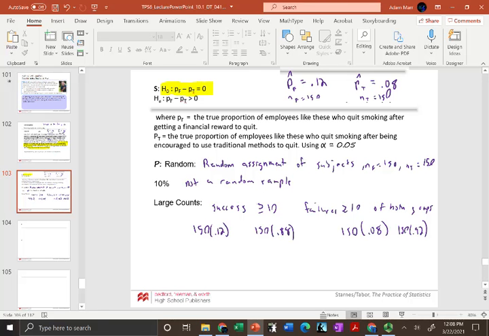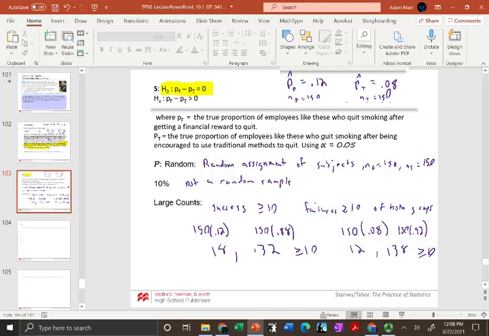Okay, there we go. 150 times 0.12 is 18. 150 times 0.88 is 132. 150 times 0.08 is 12. And 150 times 0.92 is 138. So these are all greater than or equal to 10, and we're good. We did all the plan section.